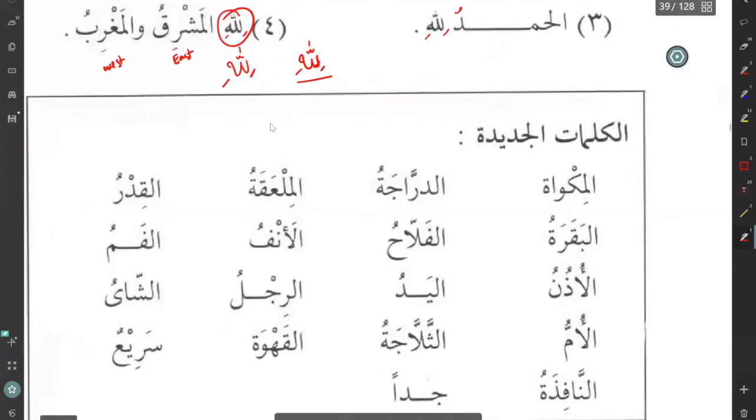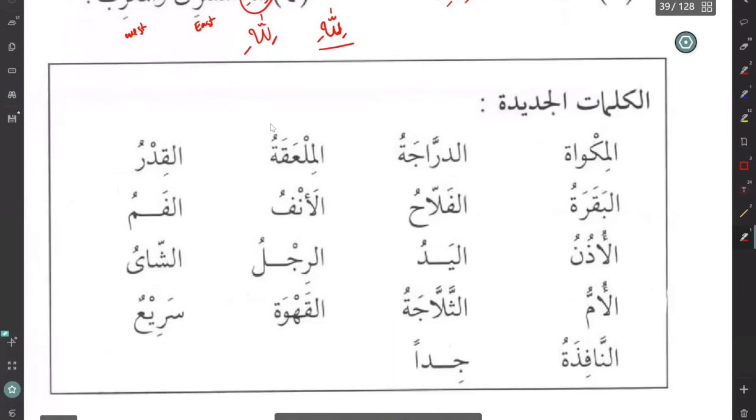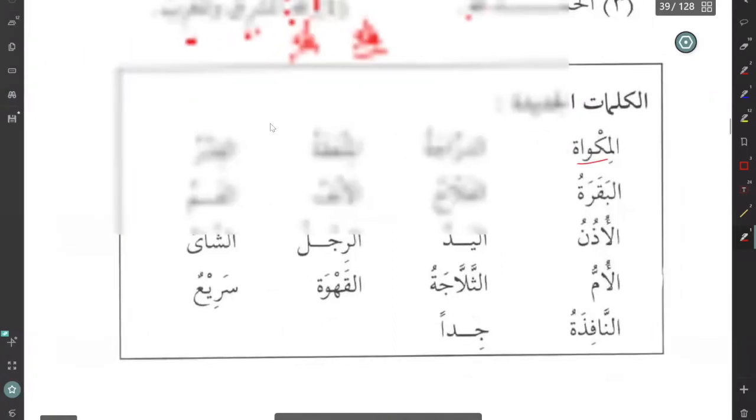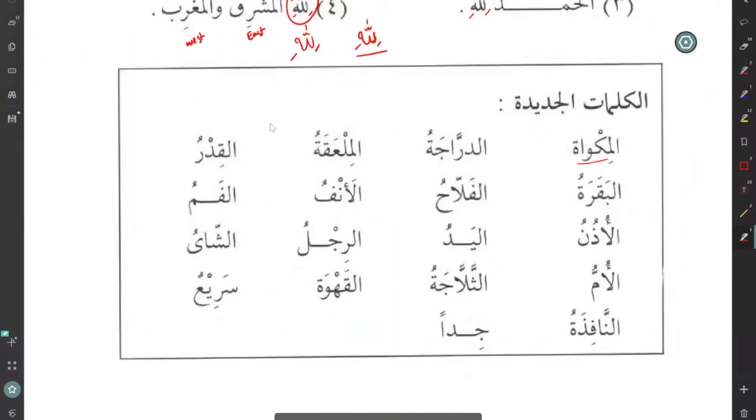Al-kalimat al-jadida. The new words. You need any words translation from here? If not, then we can start the next lesson. Just quickly look at it. I think all of these things we've seen in the class. What is sari'un? You know what sari'un means? It's fast.